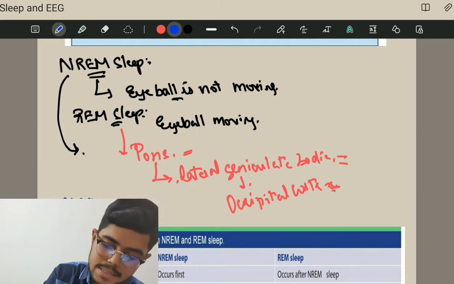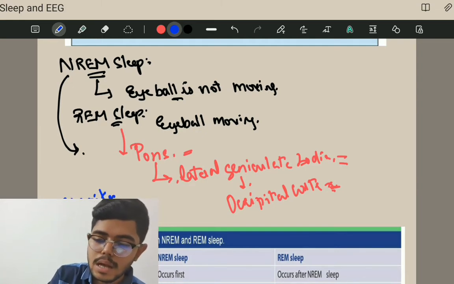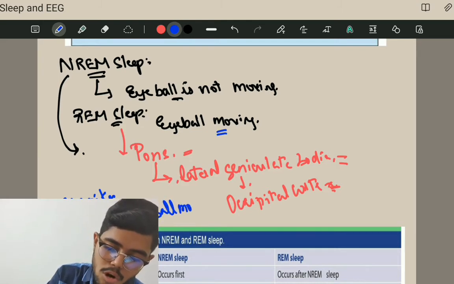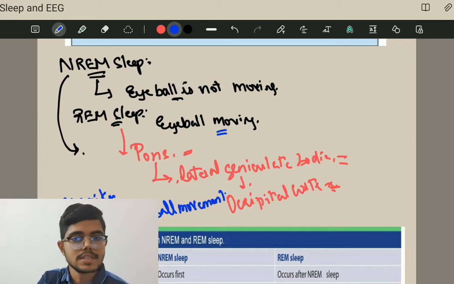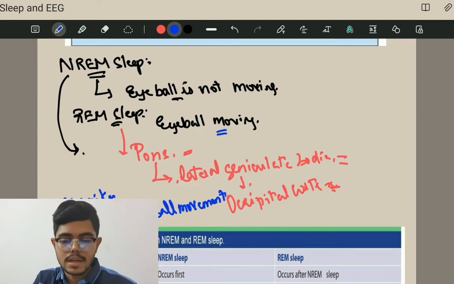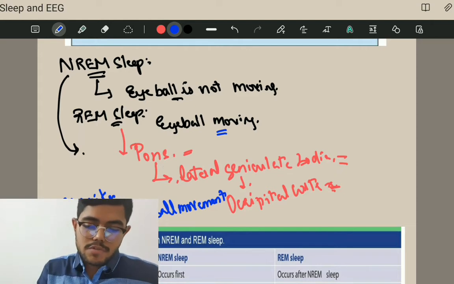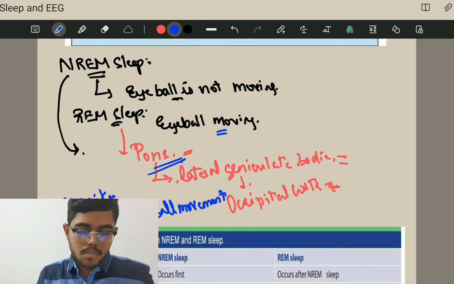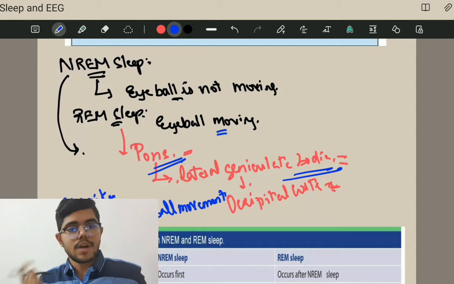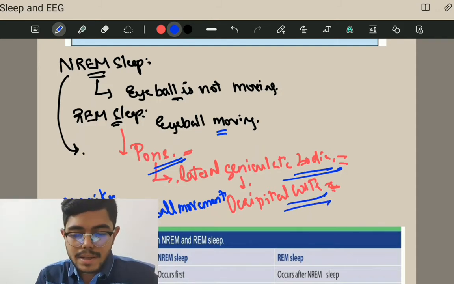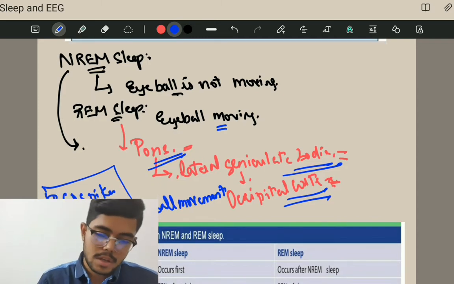The next important thing is that we have spikes called PGO spikes, which are responsible for the eyeball movement. You can ask me why the eyeball is moving. It is all because of the spikes called PGO spikes. Very simple. So the important point is that it mainly originates from the pons, then goes to the lateral geniculate bodies and then to the occipital cortex, and if you ask why the eyeball is moving, it's because of PGO spikes.